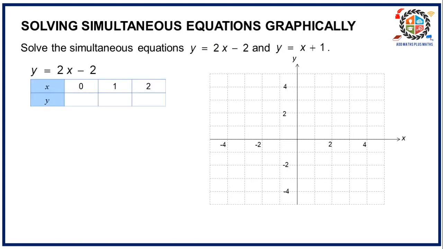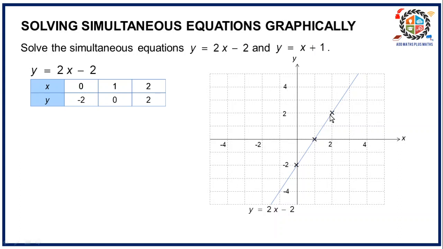Okay, so let's try to graph y is equal to 2x minus 2. Let's represent x as 0, 1, and 2. If x is 0, 2 times 0 is 0 minus 2, y is negative 2. If x is 1, 2 times 1 minus 2 is equivalent to 0. If x is 2, 2 times 2 minus 2 is equal to 2. Let's try to plot all those. So these are the points.